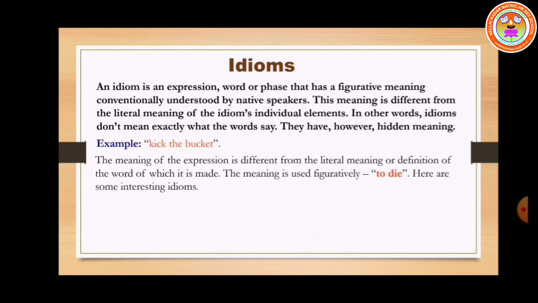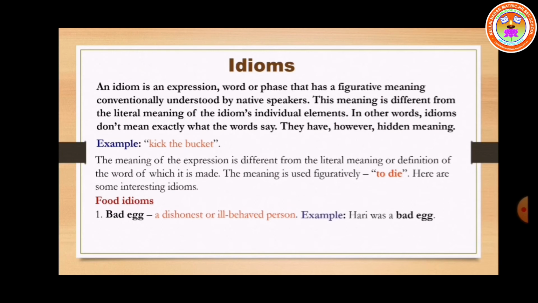Here are some interesting idioms. Let us see the idioms. Food idioms. The food items are used in these idioms. Number 1, bad egg, which means a dishonest or ill-behaved person. For example, Hari was a bad egg. Hari was a dishonest person or ill-behaved person. That is the meaning of Hari was a bad egg.